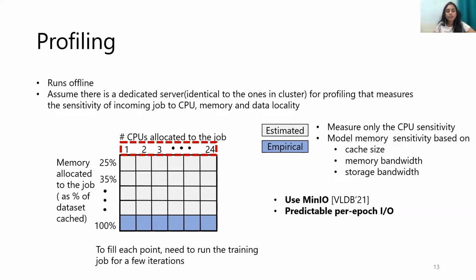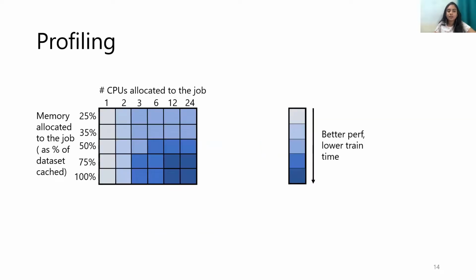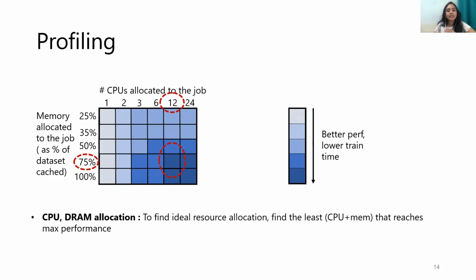And to further reduce the profiling overhead, we discretize the CPU space and profile limited points that are sufficient to reproduce the performance trend. More details on the algorithm for discretization are in the paper. So once the job profile is obtained, the matrix would look something like this here, right? Deeper the shade, higher the performance of the job. And the least value of CPU and memory that gives the best performance is chosen as the job's ideal resource demands.